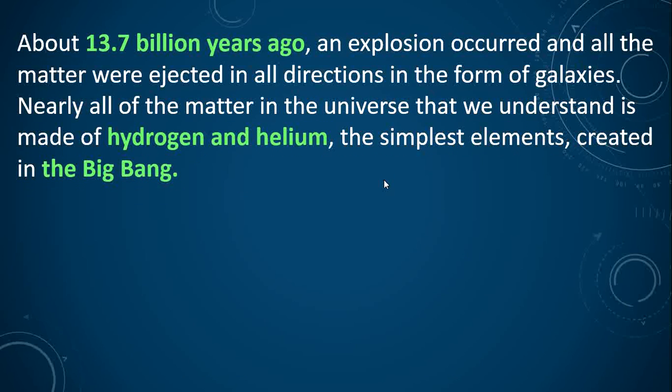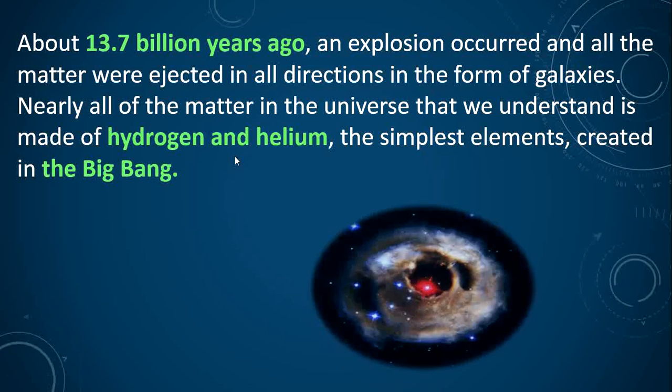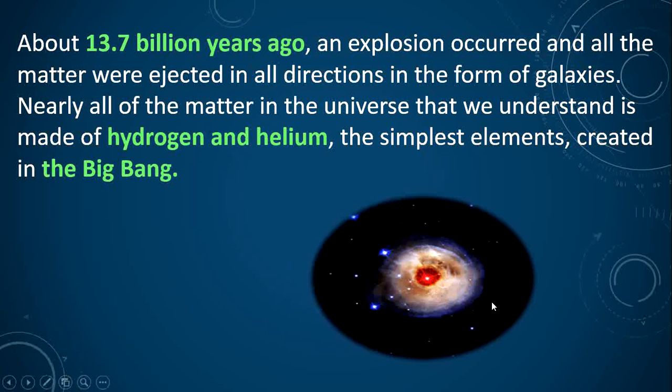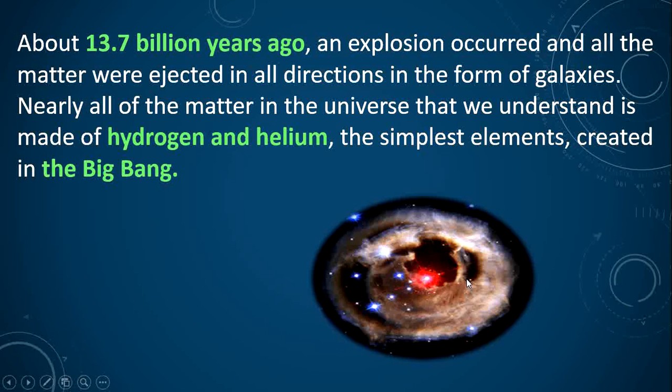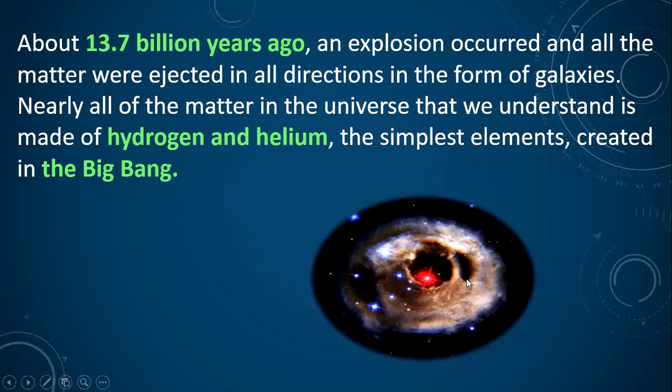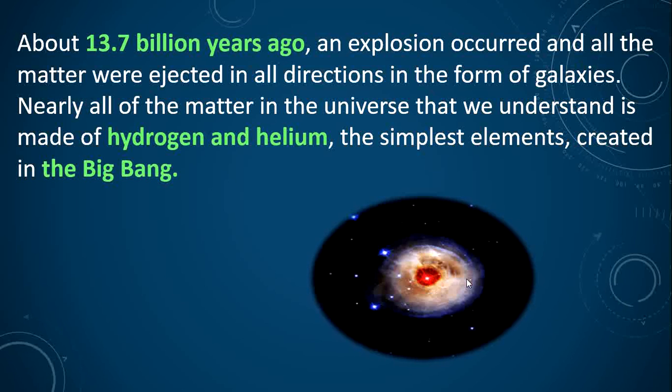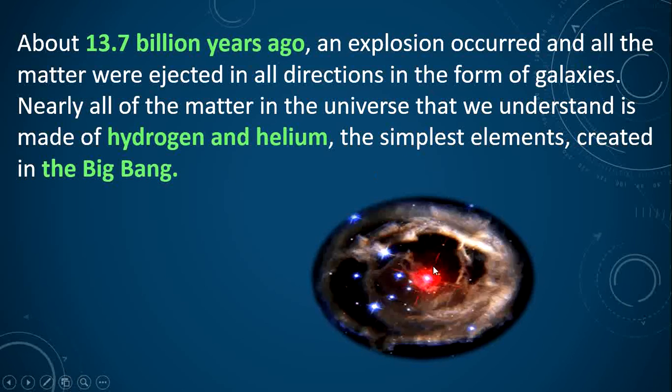About 13.7 billion years ago, an explosion occurred and all the matter was ejected in all directions in the form of galaxies. Nearly all of the matter in the universe that we understand is made of hydrogen and helium, the simplest elements created in the Big Bang. See this diagram. The explosion takes place, and the matter is ejected in all directions in the form of galaxies.